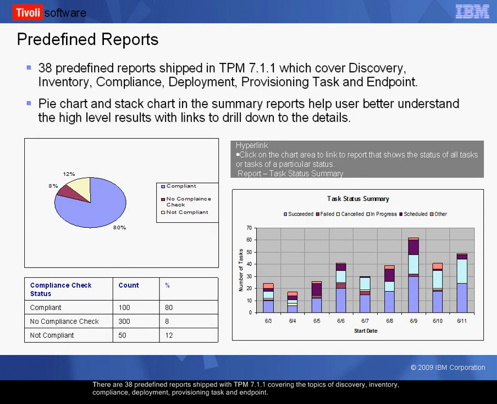There are 38 predefined reports shipped with Tivoli Provisioning Manager 7.1.1, covering the topics of discovery, inventory compliance, deployment, provisioning tasks, and endpoints. Summary reports contain pie charts and stack charts so that you can see the high-level representation of information, with hyperlinks to drill down into the details.